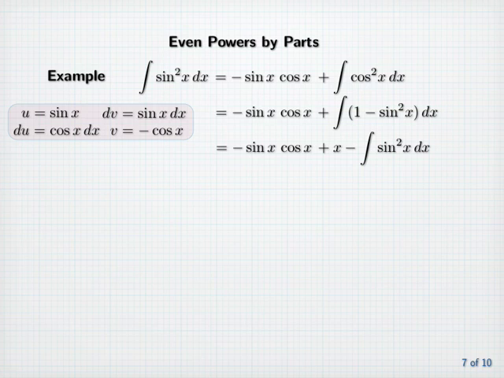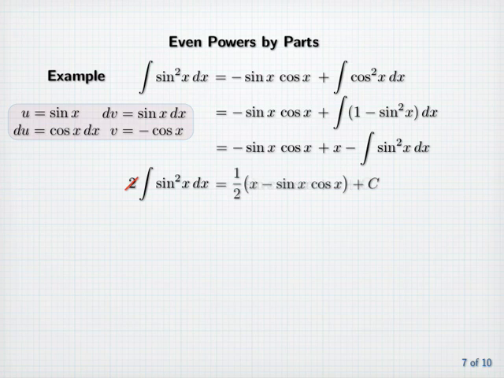So now notice that we have the integral we began with on the right-hand side with a minus in front. So let's add the integral of sine squared x dx to both sides. Then we have 2 times the integral of sine squared x dx on the left, and minus sine x times cosine x plus c on the right. Now we simply divide by 2, and we have our result: 1/2 of x minus sine x times cosine x plus c.